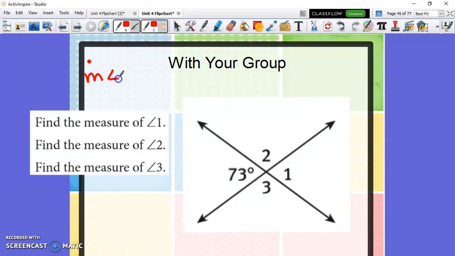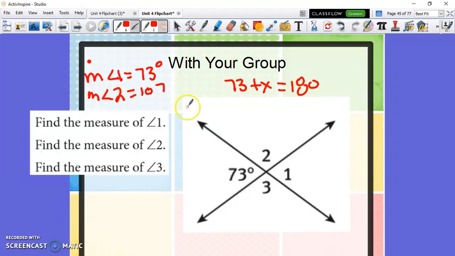The measure of angle 1 is equal to 73 degrees. So then we know that 73 plus something, so these two, are going to be equal to 180. Then we just subtract 73 from 180. So that tells us that angle 2 is going to be equal to 107. So the measurement of angle 2 is equal to 107.